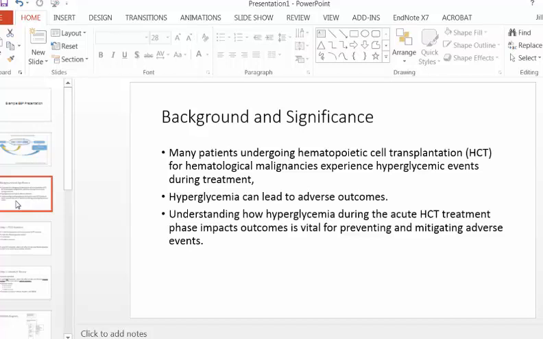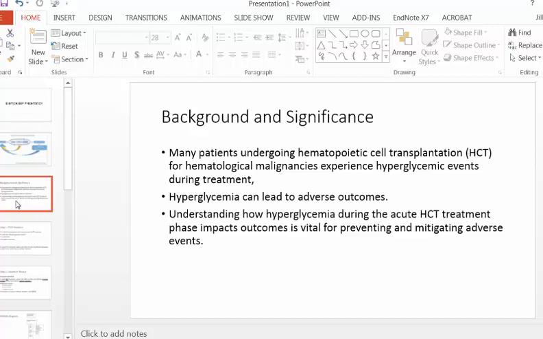So first, background and significance. As I was working as a diabetes educator at City of Hope, I noticed that a lot of my patients were post-hematopoietic cell transplant, and they would come to me and they would have hyperglycemia. And some of them would ask me, is having high blood sugars going to affect my recovery from my bone marrow transplant? And I really had no idea.